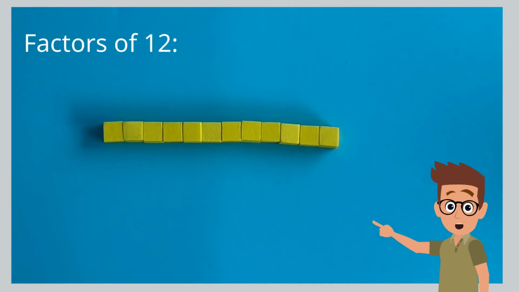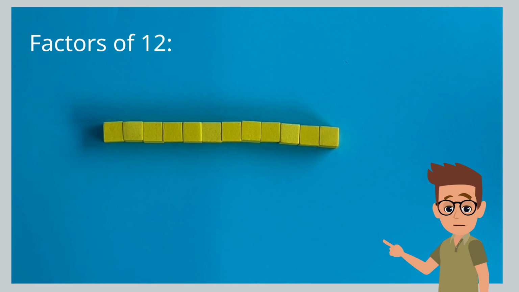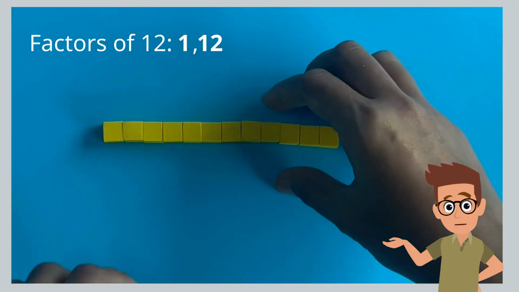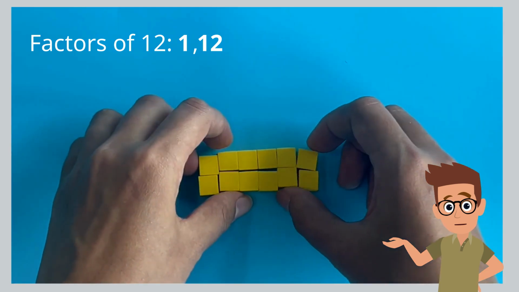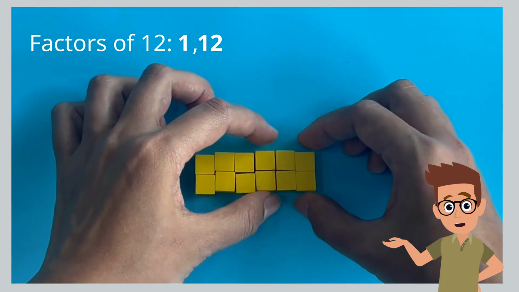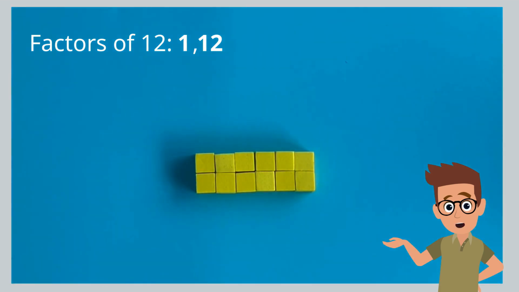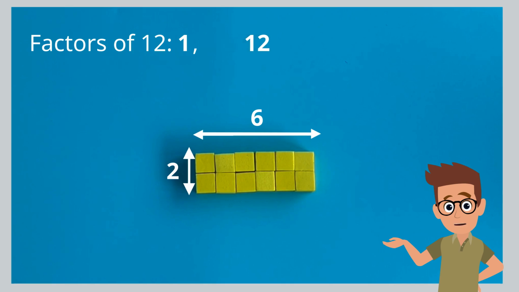Finally, let's find the factors of another number, 12. In this array, there is 1 row and 12 columns. So, 1 and 12 are factors of 12. We can also arrange 12 cubes to form another array. In this array, what are other factors of 12? Pause and discuss with your friends. In this array, there are 2 rows and 6 columns. So, 2 and 6 are also factors of 12.